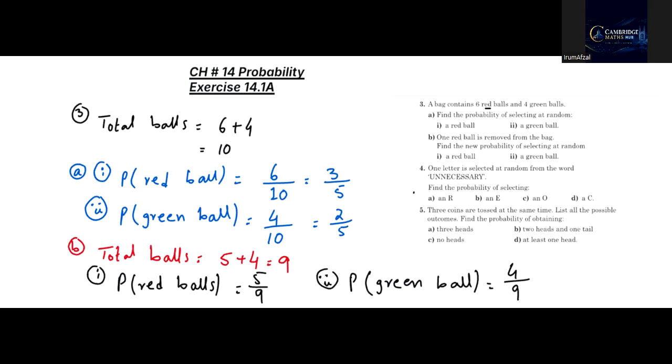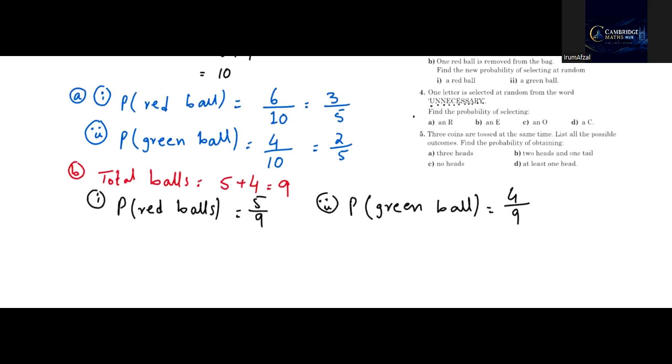Now let's move towards part number 4. In this, they're saying one letter is selected at random from the word unnecessary, and find the probability of selecting these letters. Okay, so the word over here, how many letters does it have? So 1, 2, 3, 4, 5, 6, 7, 8, 9, 10, 11. Total 11 letters we have in this part number 4. So let's start part number 4.